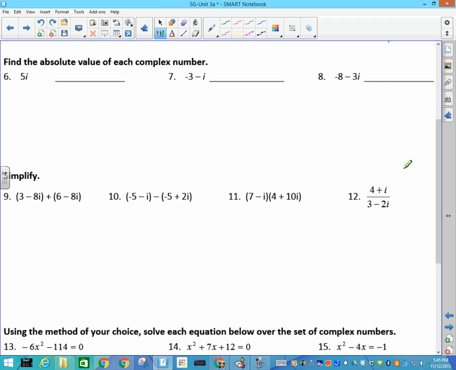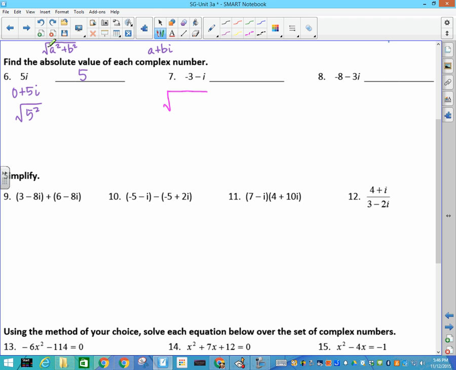Find the absolute value of each complex number. Okay, remember that a complex number is a plus bi. So the absolute value is when we did the square root of a squared plus b squared. And I did tell you, well, we'll get there in a second. So this is 5i, which confused some people, but that's the same thing as 0 plus 5i. So that means a is 0 and b is 5. And the square root of 5 squared, I know you all know, is 5. So that one's good.